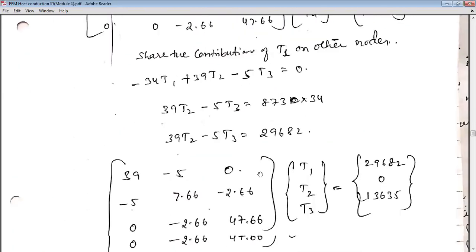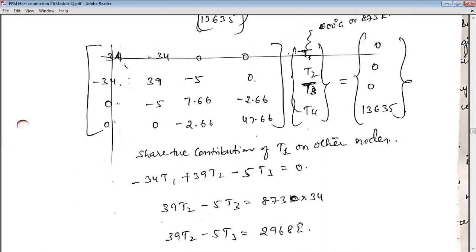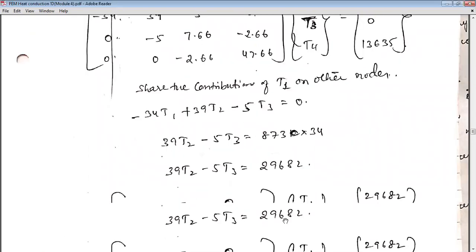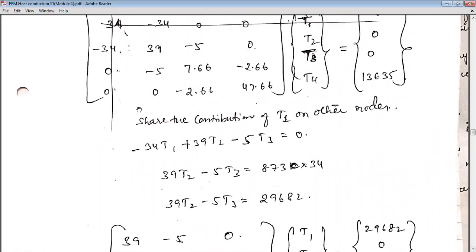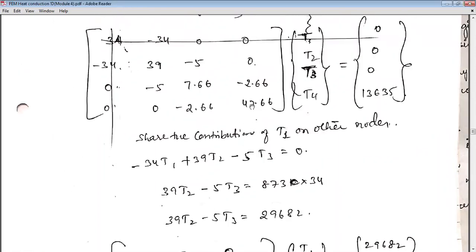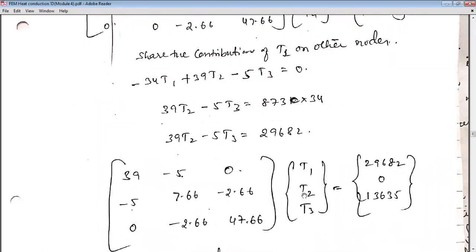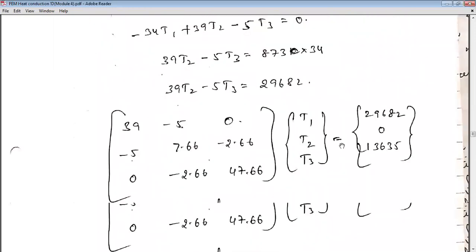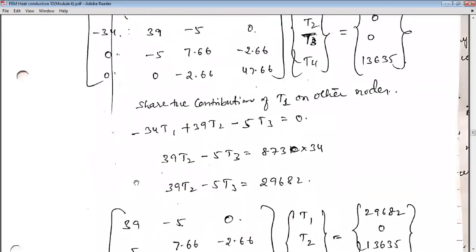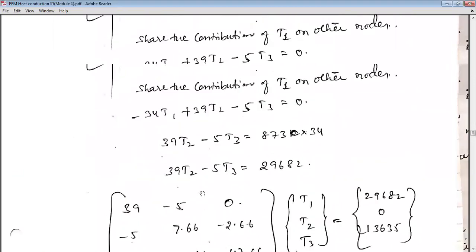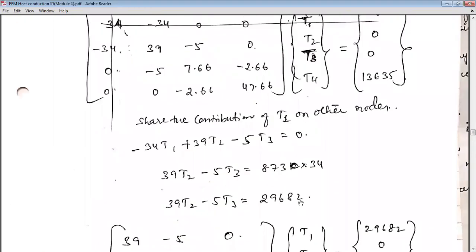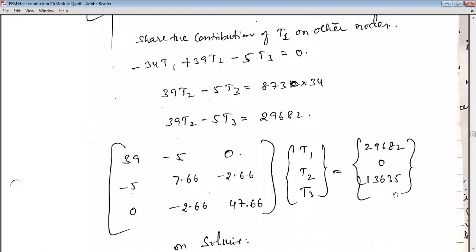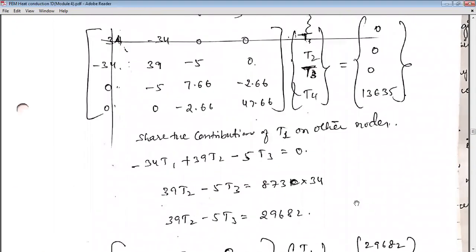Then the specified one will be 29682. You can write this again, minus 5, 7.66, minus 2.66. Then it will be T2. It will be 0. Then 0, 2 points, minus 2.66, 47.66 into T3. So it will be 13635.